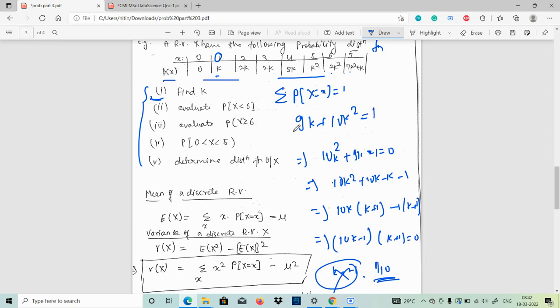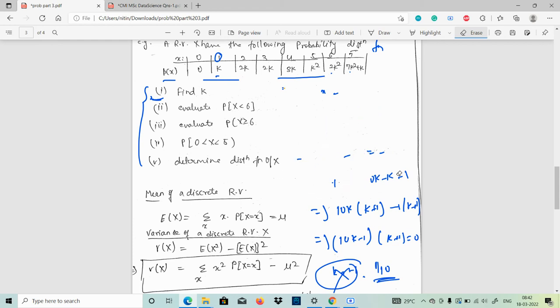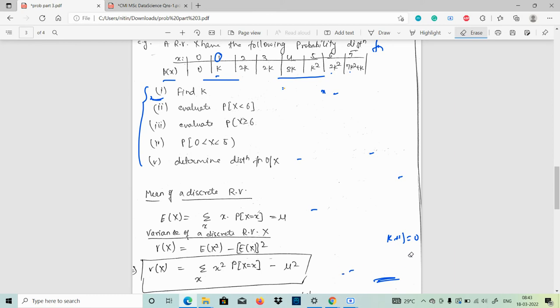So using this particular thing, solving the quadratic equation, you get the k. Okay, now at this point of time, you have some more different questions that are actually given to you that you need to find out. So the second question is, what is the probability that x is less than 6? Okay, so x is less than 6 translates to a different thing, and this means that either x is equal to 0 or 1 or 2 or 3 or 4 or 5.